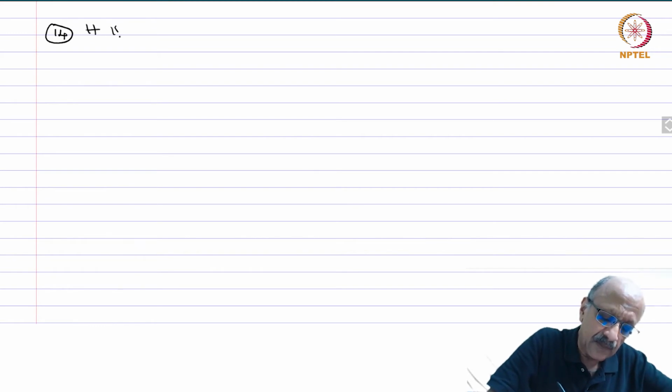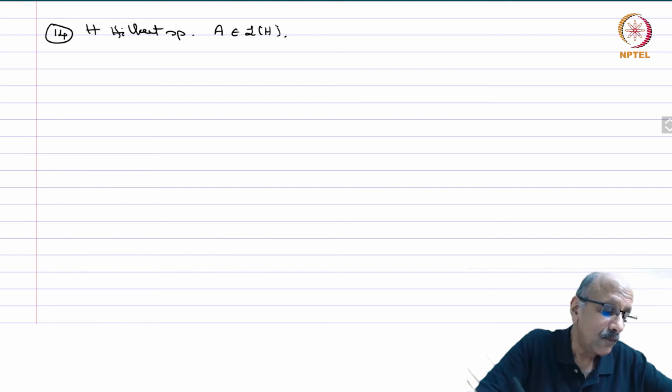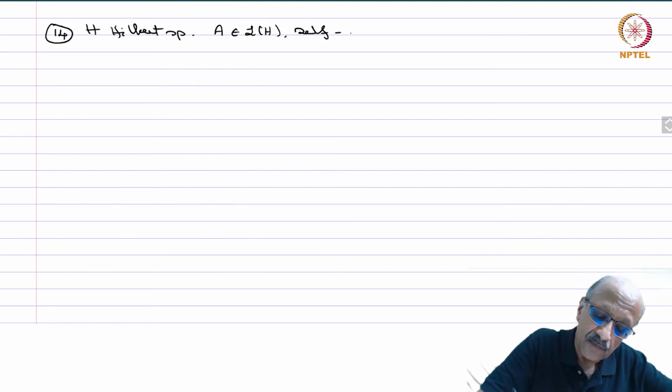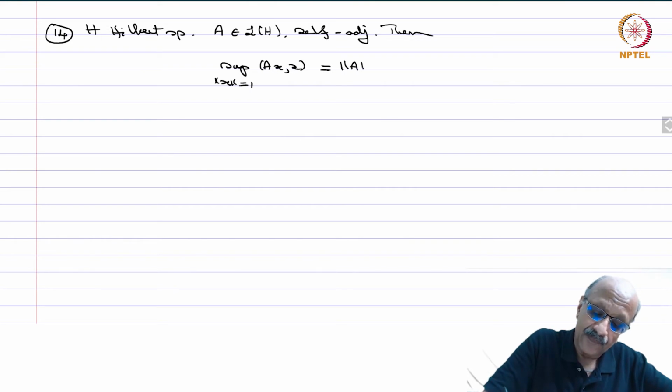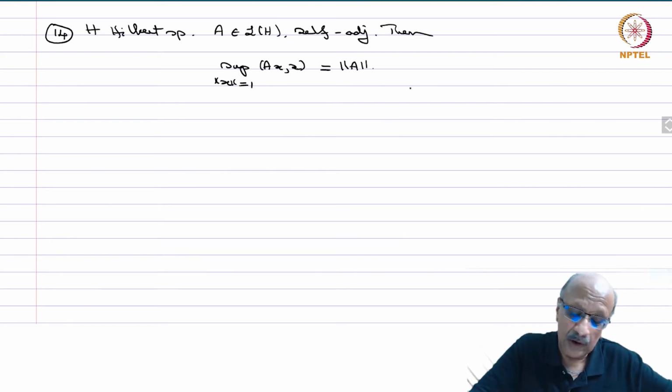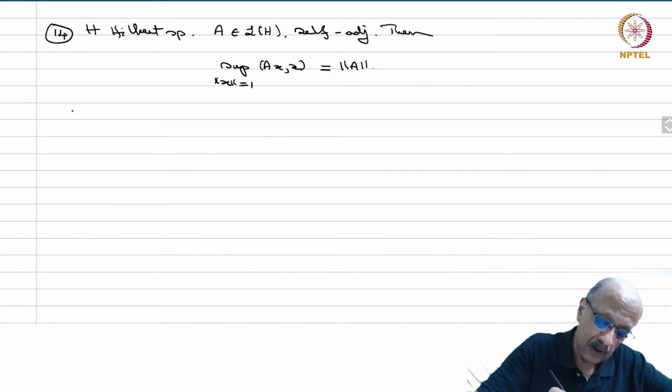Problem 14. H is a Hilbert space, A belongs to L(H), self-adjoint. Then the sup of |A(x,x)| over norm x equal to 1 equals norm A. So you have now one more formula for the norm.